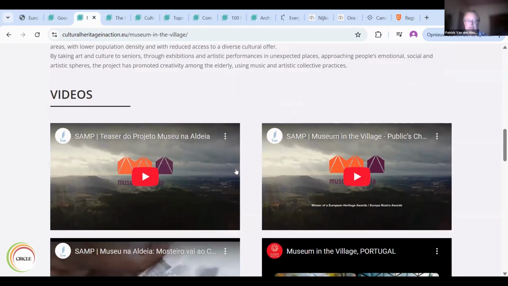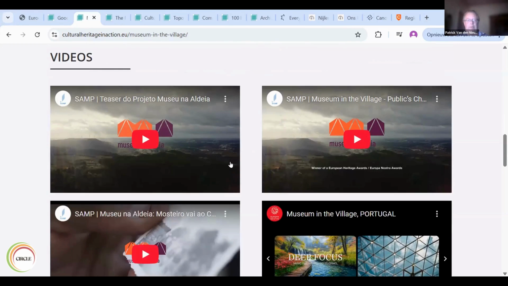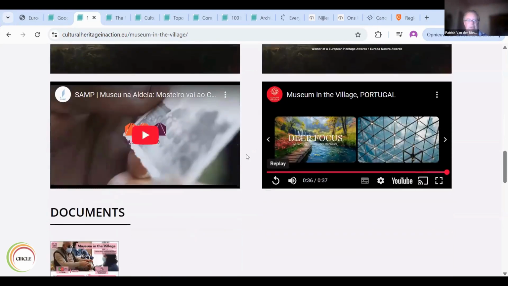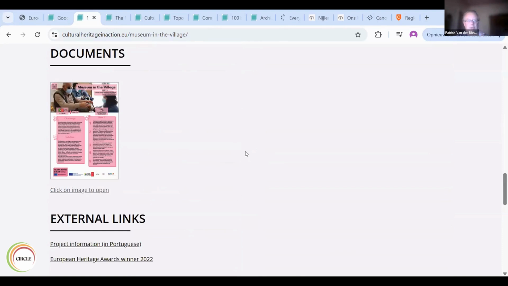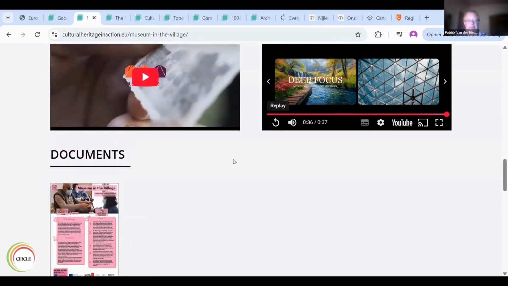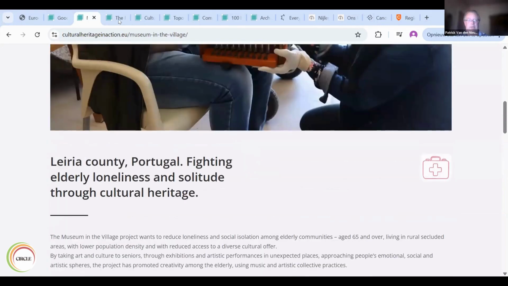Also there, for each of the projects, you can find some movies, but also some documents about why they did it, how they did it. I think we can find some inspirations also in this kind of projects. It's a project from Portugal.